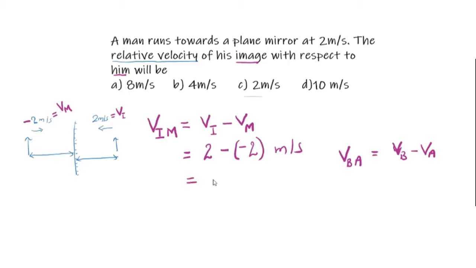Solving this, we get 2 plus 2, that is 4 meters per second. So the correct answer is B, 4 meters per second.